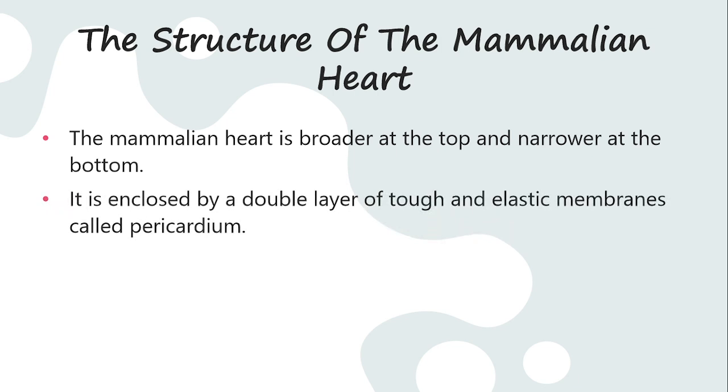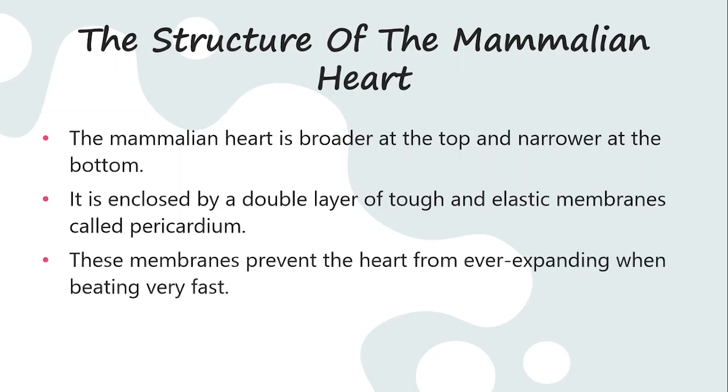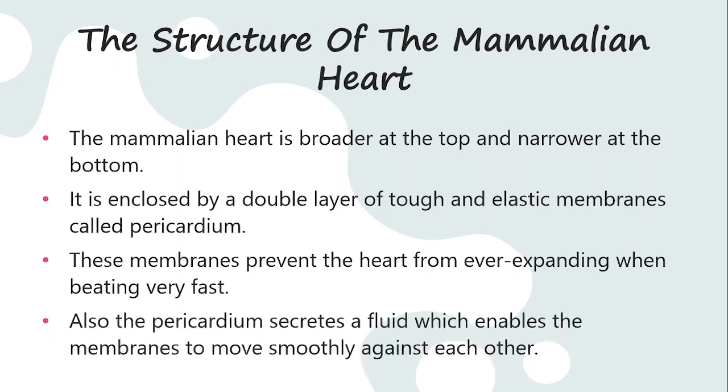It is enclosed by a double layer of tough and elastic membranes called the pericardium. These membranes prevent the heart from over-expanding when beating very fast. So these are very crucial just to prevent the heart from over-expanding. Also, the pericardium secretes a fluid which enables the membranes to move smoothly against each other. So this is the other crucial function of the pericardium.